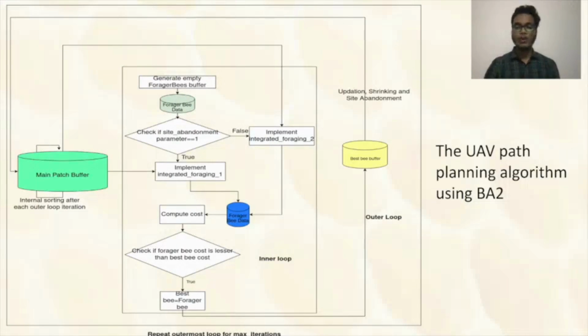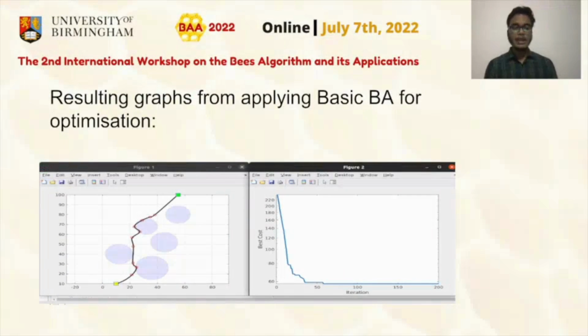Next, we move forward to present our results. This is the result that we obtained from basic bees. It shows the cost function with the number of iterations and also the planned path. Now I'll be showing you the result obtained from the 2-parameter version.